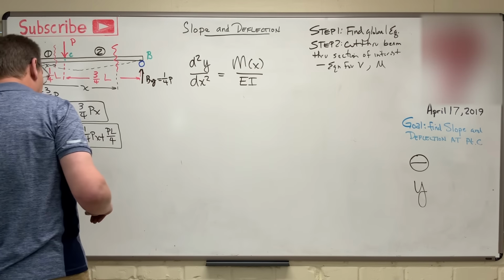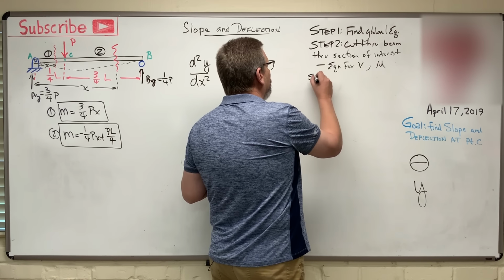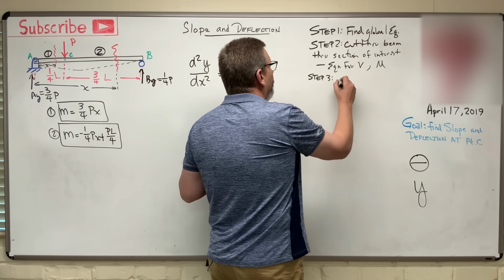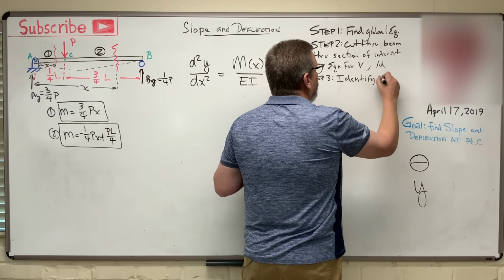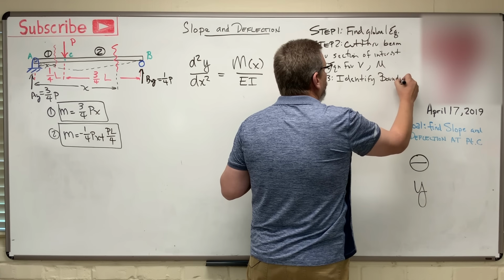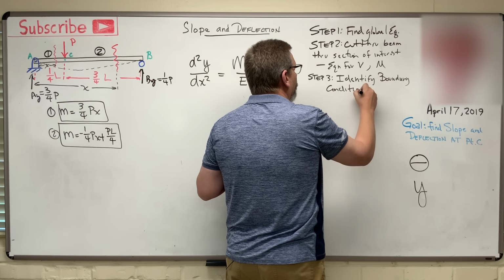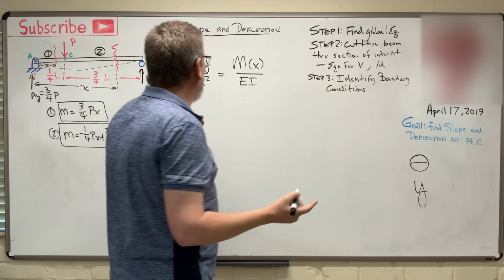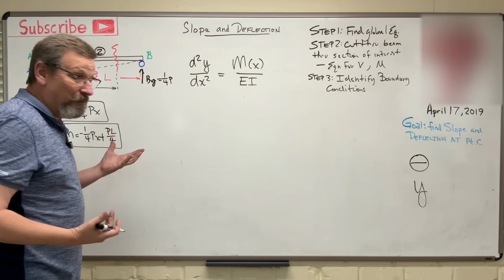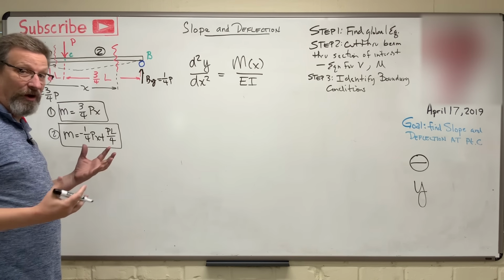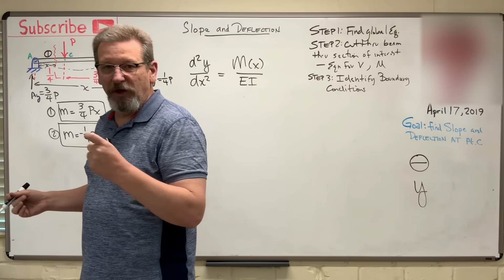Okay, the next thing we're going to do, we did this, we're all good on step 2. Step 3, identify boundary conditions. And we've got a few of those for this problem. These are important too. We're going to have 4 unknowns, so we need 4 equations to solve for these unknowns, so we're going to need all the help we can get.